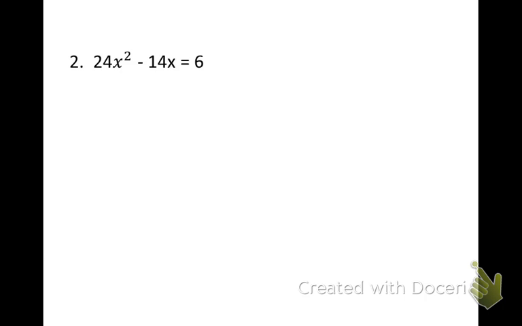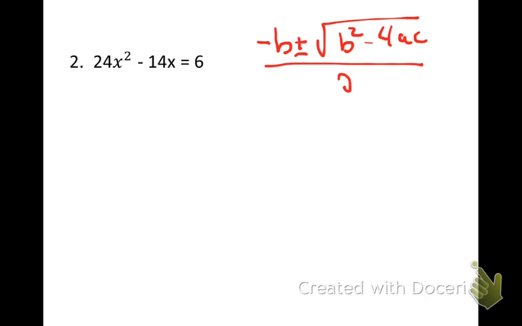Again, you'll probably want to write the quadratic formula at the top of your paper until you learn it. So negative b plus or minus the square root of b squared minus 4ac all over 2a. The first thing I do need to do here is get it set equal to 0: 24x squared minus 14x minus 6 equals 0. If I wanted to, I probably could factor out a 2. They all have a 2 in common, and then have smaller numbers, but it's not really necessary.